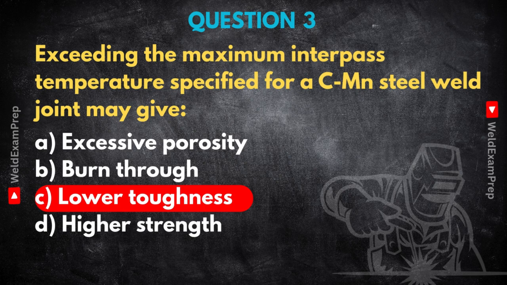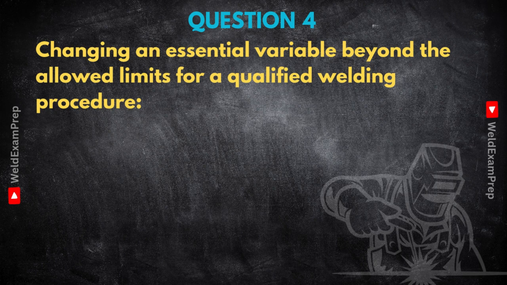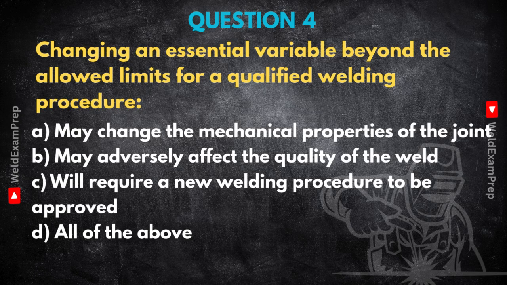Okay, question 4. This one really digs into welding procedures and following the rules. Changing an essential variable beyond the allowed limits for a qualified welding procedure. The options: A, may change the mechanical properties of the joint. B, may adversely affect the quality of the weld. C, will require a new welding procedure to be approved. D, all of the above. What's the overall impact here?